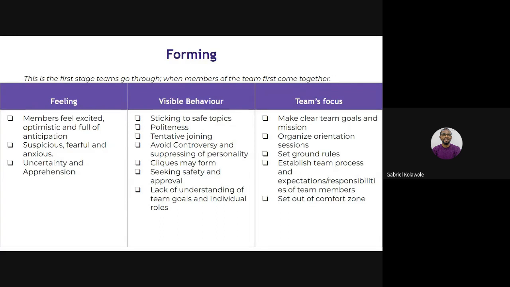Now, what should be the team's focus, or how should the team get out of this? As a Scrum Master, this is where you come in. You are not the leader of the team, you are a servant leader, but you have a huge role in coaching the team to maturity, to growing, to delivering as expected. So what can we help the team to do? We can make clear the team goals and mission, organize orientation sessions. Make sure there is no assumption.